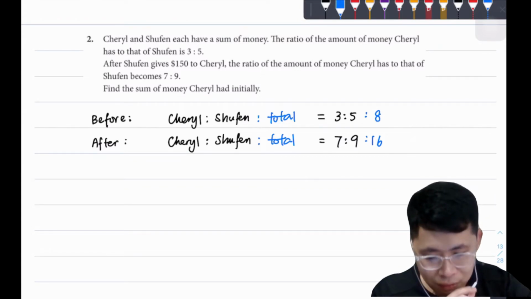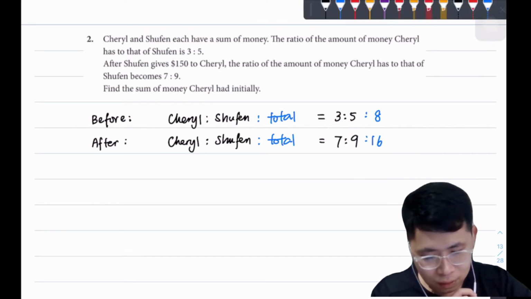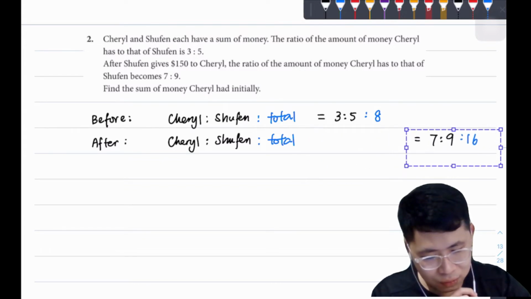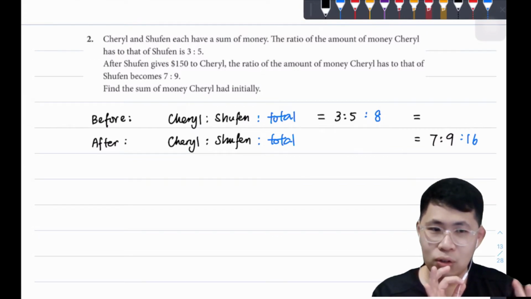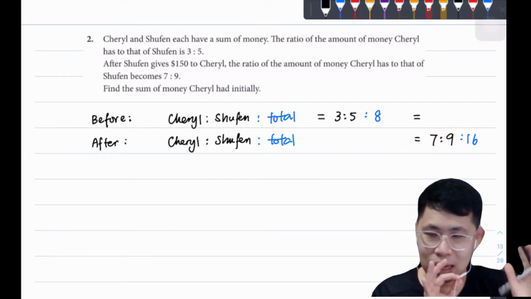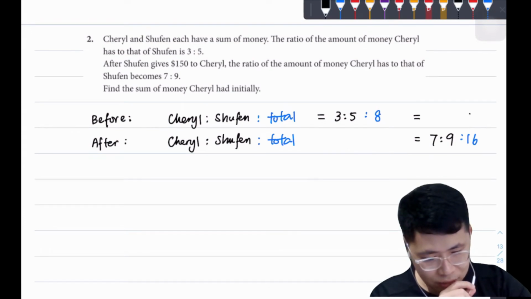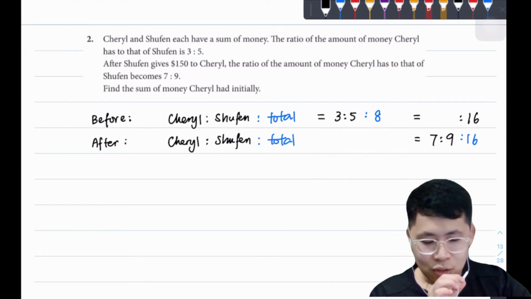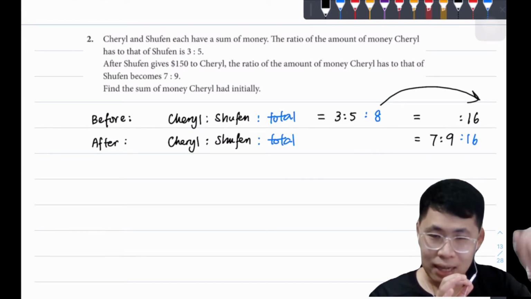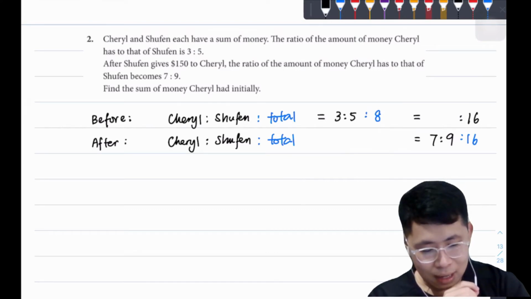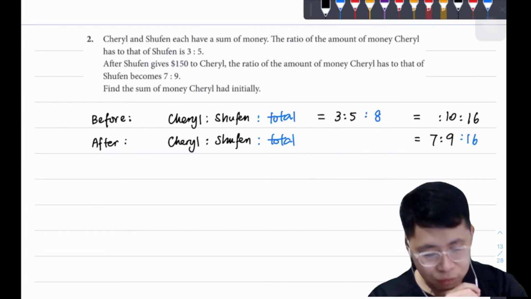Okay, so with this over here, let us make the total the same. So I'm gonna move this over here to be my reference, and I'm gonna make the before match the after. So before, the total that I should get is actually 16. What do I multiply to get 16? 8 parts times 2 to get 16. I have my 5 parts times 2 to give me 10, and I have 3 parts times 2 to give me 6.